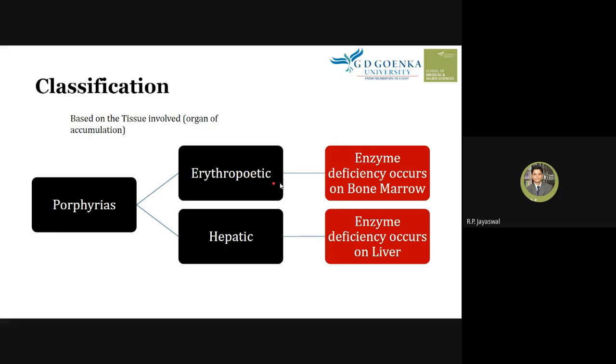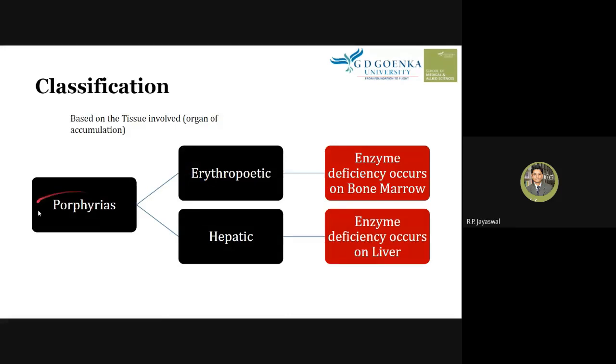Right? So erythropoietic porphyrias here, it's because of enzyme deficiency which occurs in the bone marrow. And hepatic porphyrias is because of enzyme deficiency that occurs in the liver. So when the liver has an enzyme deficiency, it's a hepatic porphyria. When the enzyme is deficient in bone marrow, it's an erythropoietic porphyria.